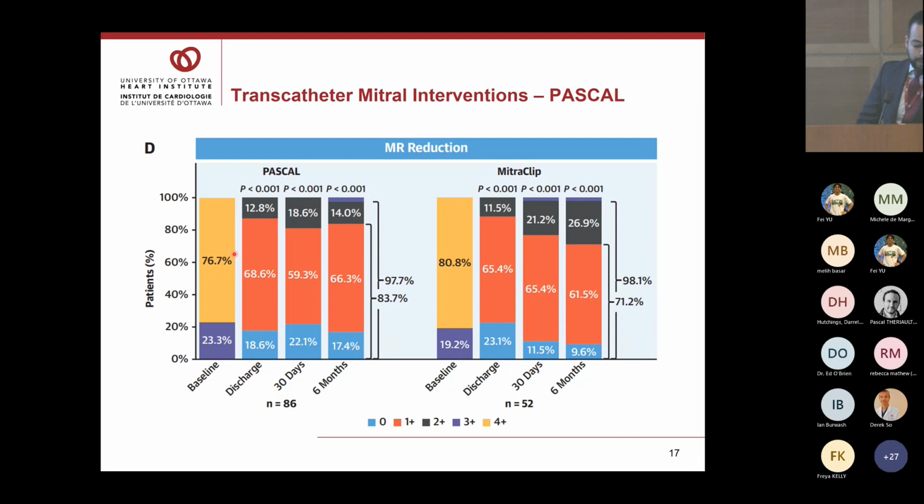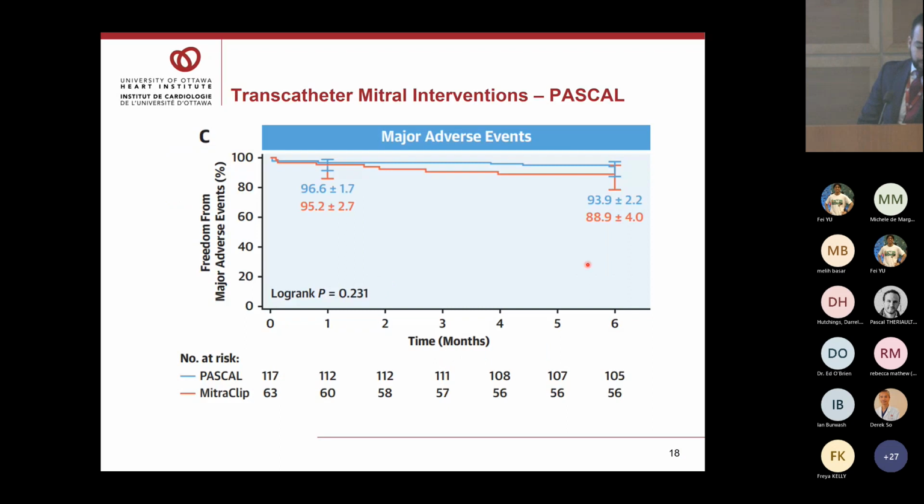So just to show again, big reduction in mitral regurgitation with both. So 98% of patients with Pascal had 2+ or less MR. 98% of patients with MitraClip had 2+ or less MR. So highly effective techniques. And it remains to be seen which patients do better with which technology. Both very safe with low major adverse event rates. So freedom of major adverse event rates in the 90% range for both.